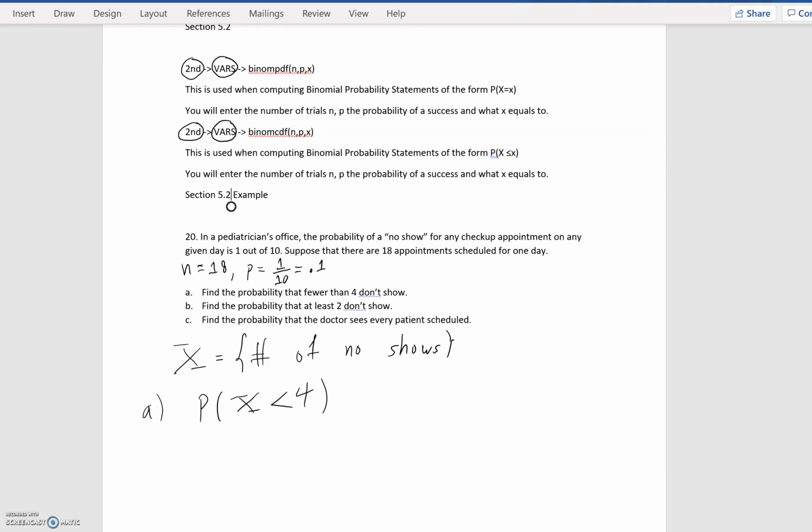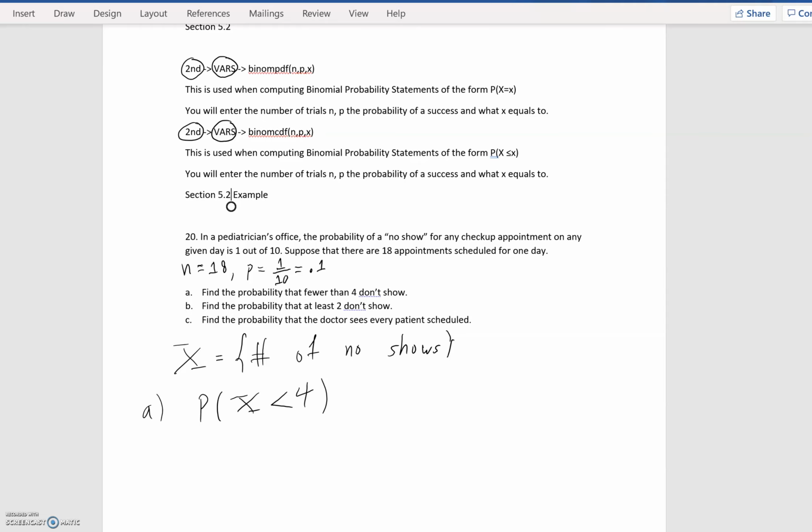Fewer than 4, this indicates that you have a strict inequality here. Capital X is less than 4. Now let's think about this. Capital X is a binomial random variable. Binomial random variables have to be discrete. The range of values for capital X would be the numbers 0 through 18, because you have 18 appointments in total. These appointments represent people. If capital X is less than 4, you can't have a fractional amount of no-shows. You can't have like 3 3/4 amount of no-shows. That makes no sense.